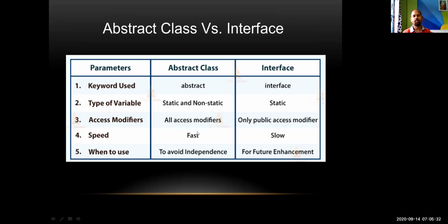Access modifier: all access modifiers like private, protected, and public can be used in an abstract class, but only the public access modifier can be used in case of an interface. If we are very much concerned about the speed of the program, an abstract class is faster than an interface. And when to use an abstract class? When we want to avoid independence, an abstract class is used. And when we plan to extend the program, then an interface is used.